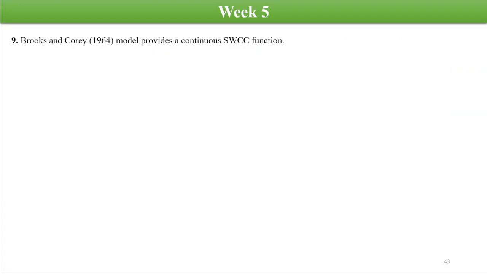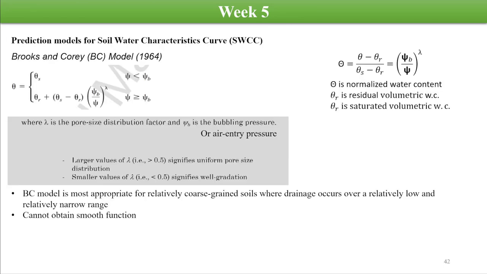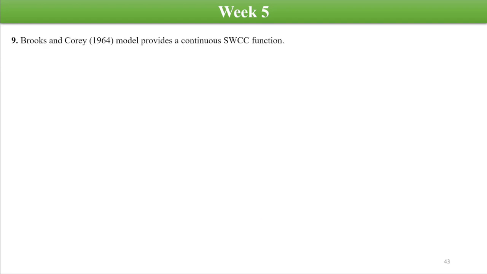Now we have this question: the Brooks and Corey model provides a continuous SWCC function. If we go back to the slide to see the Brooks and Corey model, we observe that it provides two functions for gravimetric moisture content. The first is below the air entry pressure, and the second is above or equal to the air entry pressure. So there are two functions. Therefore, this SWCC is not continuous in the Brooks and Corey model. It has a break at the air entry point.